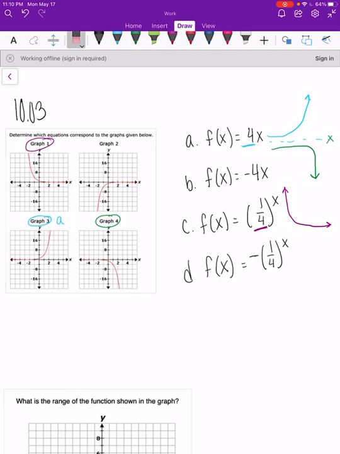Sorry, I wrote a D on here. It should be a B. This one's graph C. And then again, when we make it negative, we're just reflecting it over the x-axis. So now it looks like this for letter D, because it's a negative 1/4 to the x. And that is graph 2, which is D. So if you can look at this and kind of see the differences when there's a negative or a positive or a fraction, it's really going to help you on the rest of these problems.